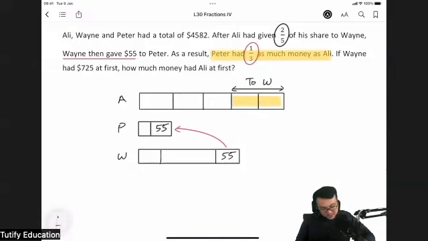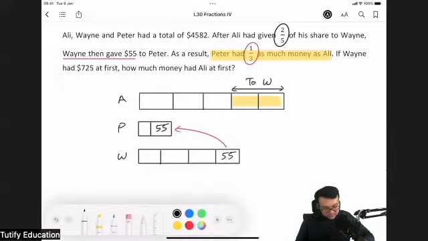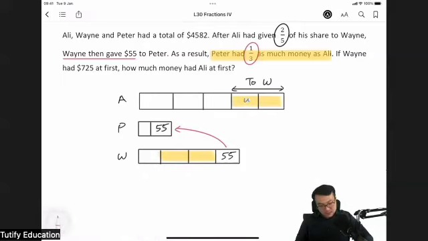Okay, Wayne actually has 2 units. And where did these 2 units come from? Ali. Yes. Okay, it came from Ali. So let's just write down here units. Okay, this is all units, right? This is a unit, this is a unit. Can I write here that this is a unit over here?